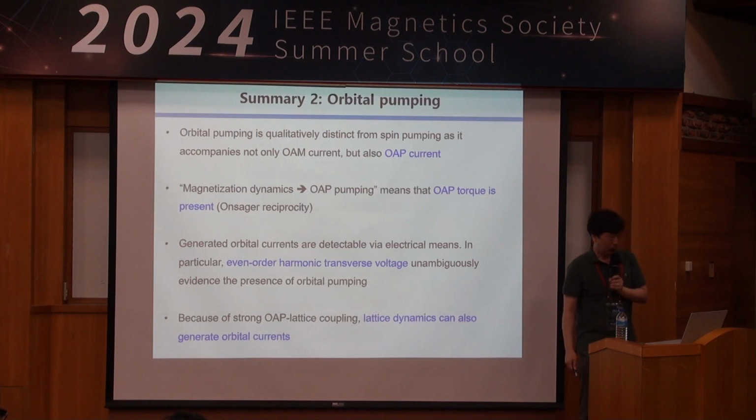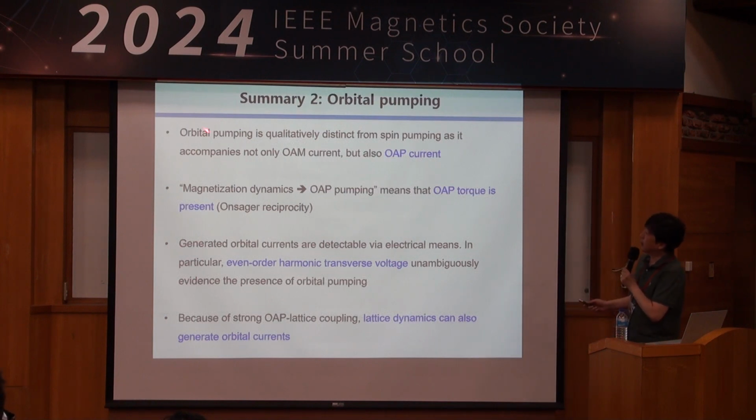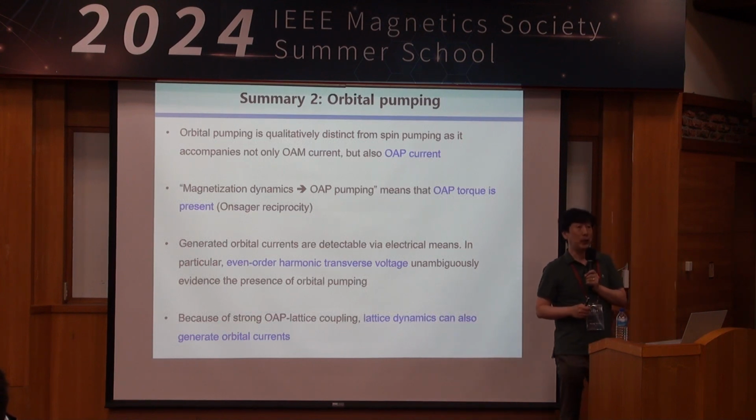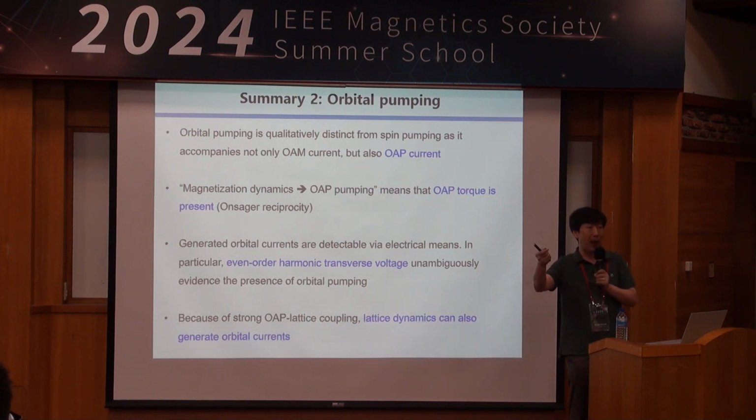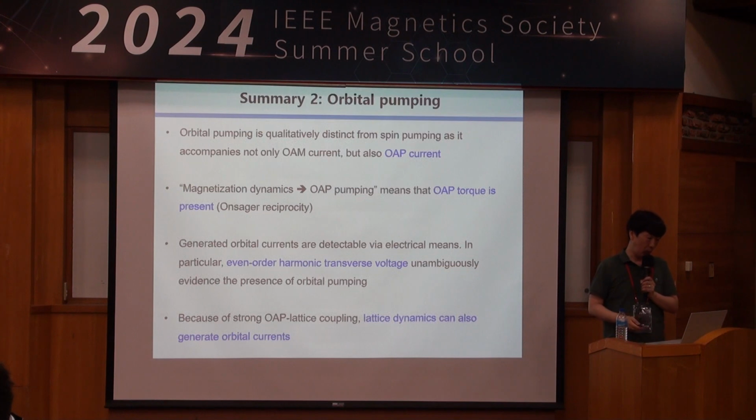Okay, so the second part, we have shown that the orbital pumping is qualitatively distinct from the spin pumping because of OAP current. And I have shown that magnetization dynamics pump OAP current. So let's apply Onsager reciprocity. If this process exists, meaning that the inverse, reciprocal process also exists. So if you inject OAP current, real orbital current, into your ferromagnet, then it also exerts a torque. We call it the OAP torque.